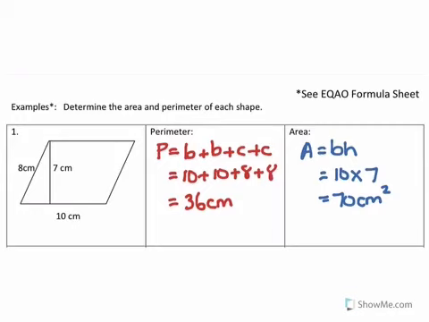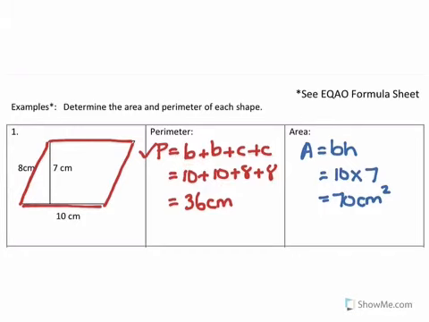Alright, so the perimeter, like we were talking about before, is B plus B plus C plus C. So there's my B, 10, plus 10, plus 8, plus 8. So you're adding up all the different sides of the shape. And so when you add them up, you just get 36, and don't forget your units, centimeters.